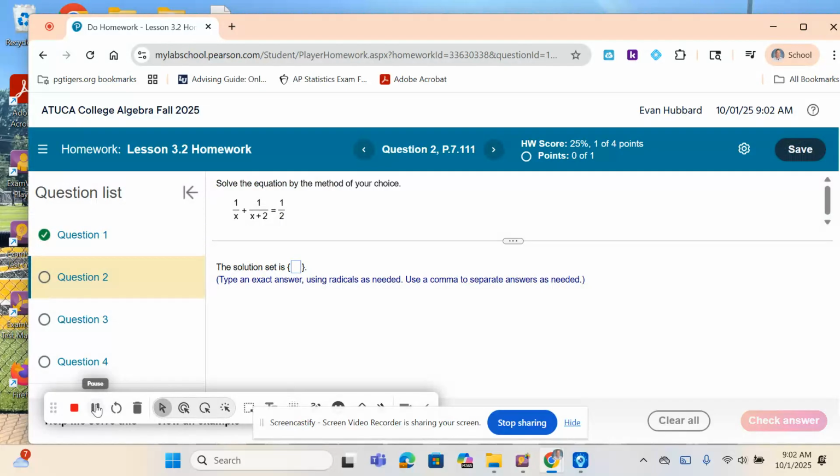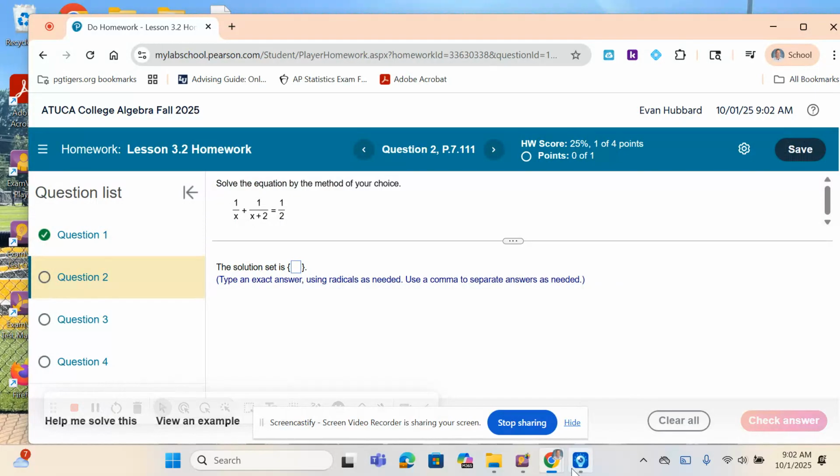This one's a little bit of an oddball question. Okay, we've got 1 divided by x plus 1 divided by x plus 2 equals 1/2.